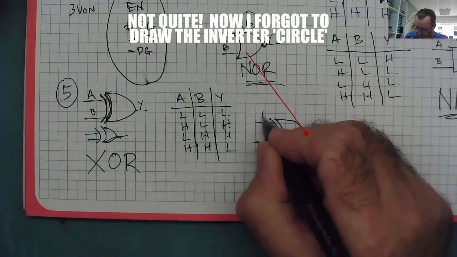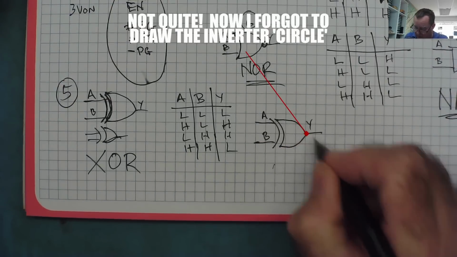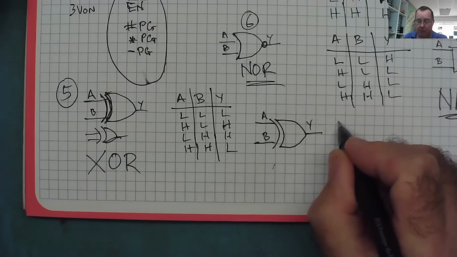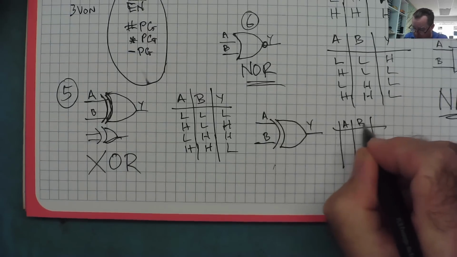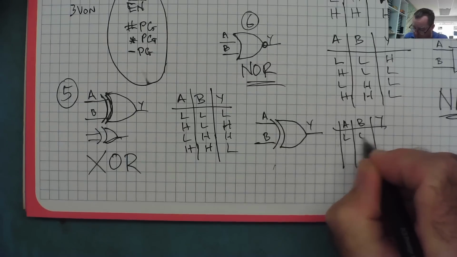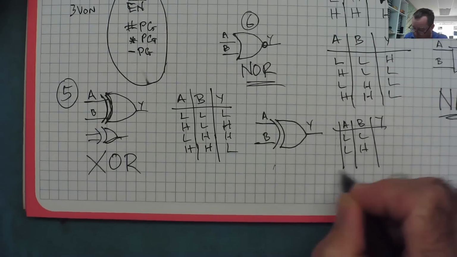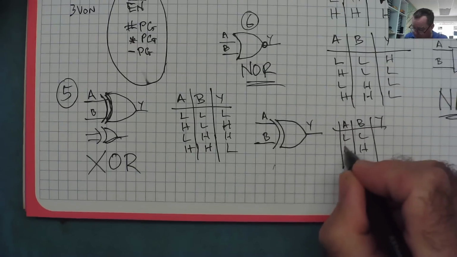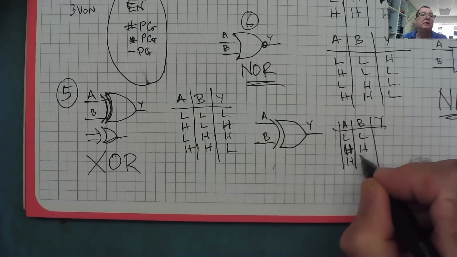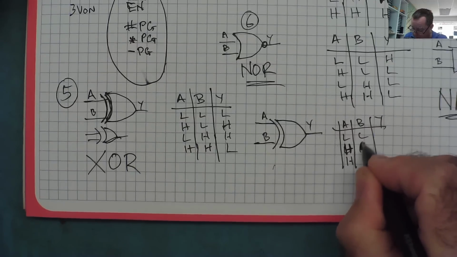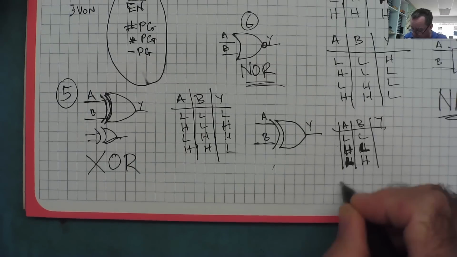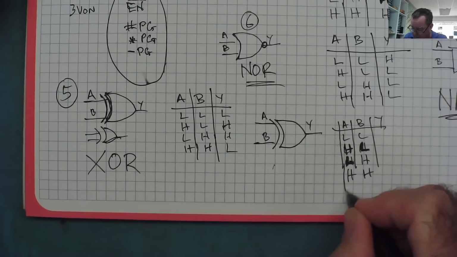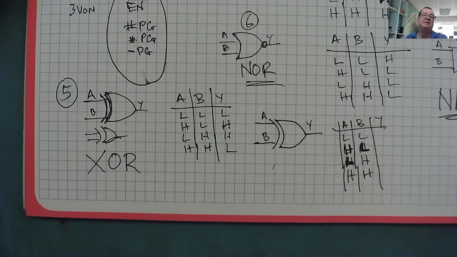This one, A, B, Y, truth table. A, B, Y, low, low, low, high, high. Well, I've even drawn it. I'll keep it going the same as your ones. Low, low, high, low, low, high, high, high. Let's not make this any more confusing than it was already.